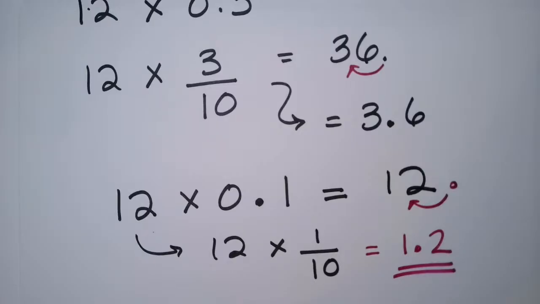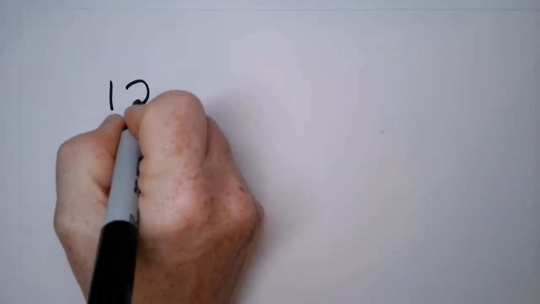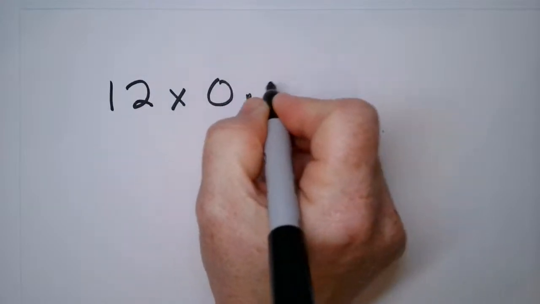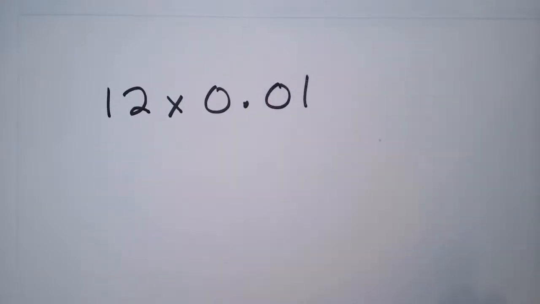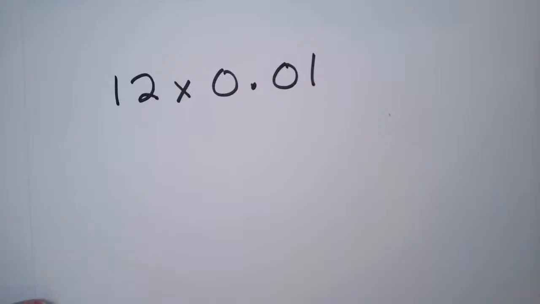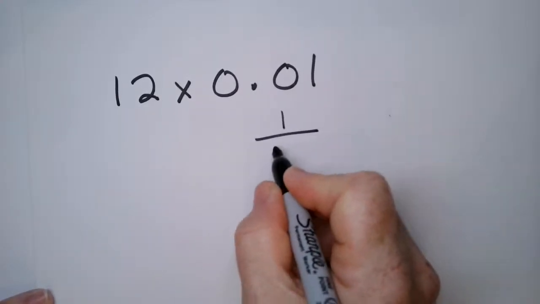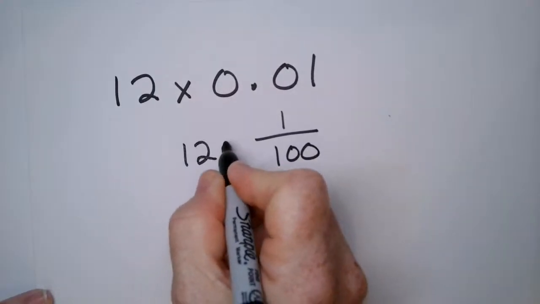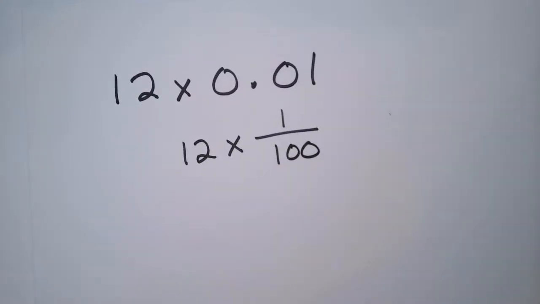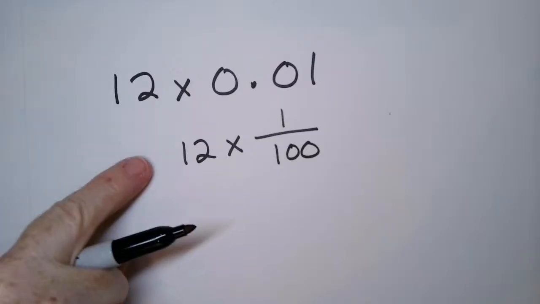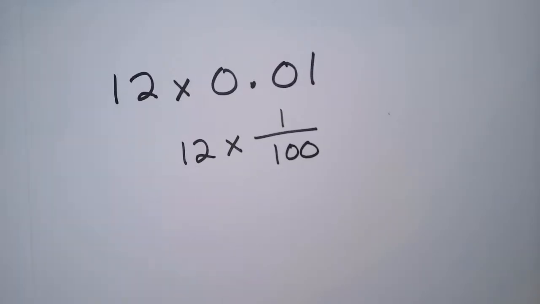Okay. All right, so this is kind of a review of what you already know, but maybe didn't realize that you knew it. Okay, what if we do 12 times 0.01? What does that mean? Okay, so this is 1 over 100, and we're saying multiply 12. Okay. Now I want you to notice, which format are you more comfortable with? Which format?